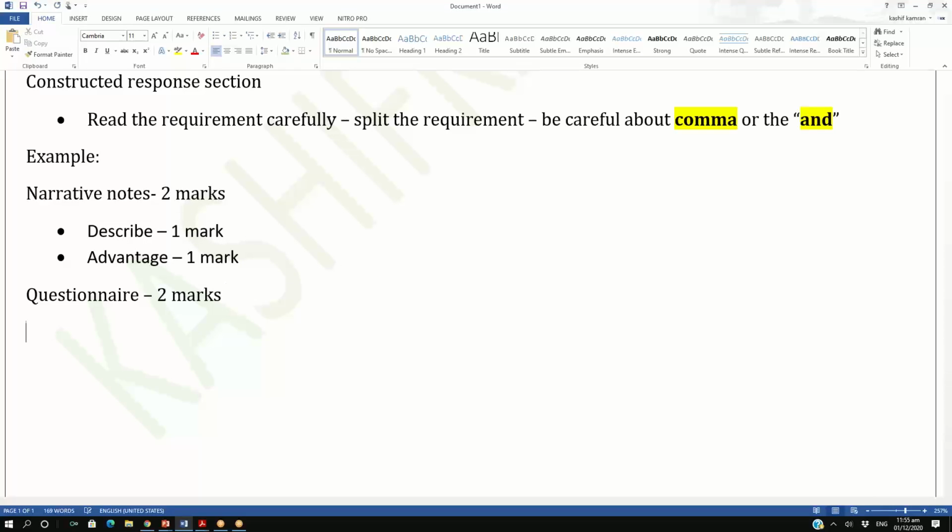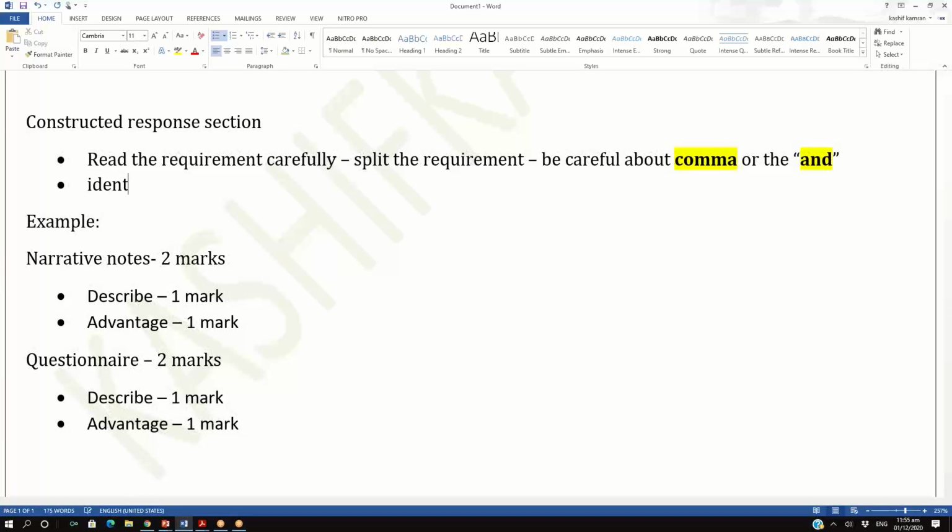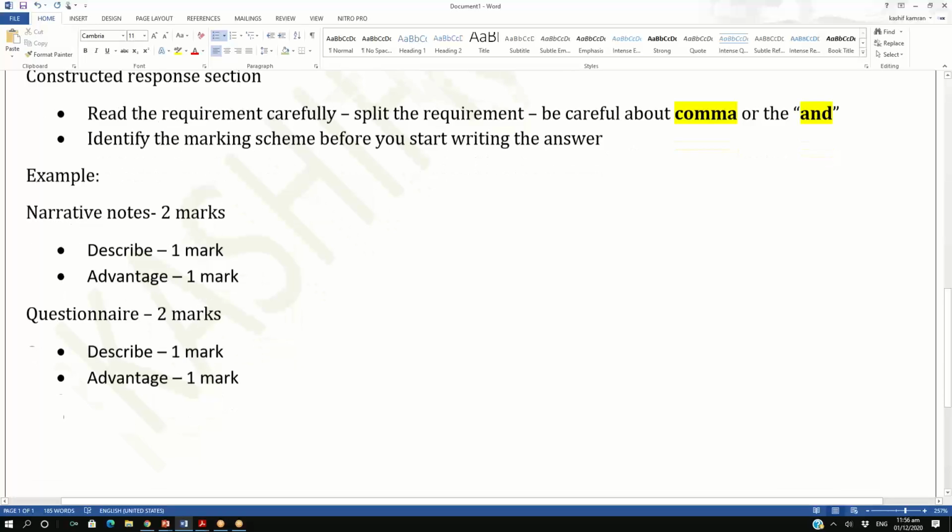So if you read the requirement carefully, you split the requirement carefully, you know the marking scheme, you know the split of the marking scheme, you're giving a wonderful answer to your assessor. So the first thing, read the requirement carefully and then identify the marking scheme. Identify the marking scheme before you start writing the answer. That's how you go down with it, right?